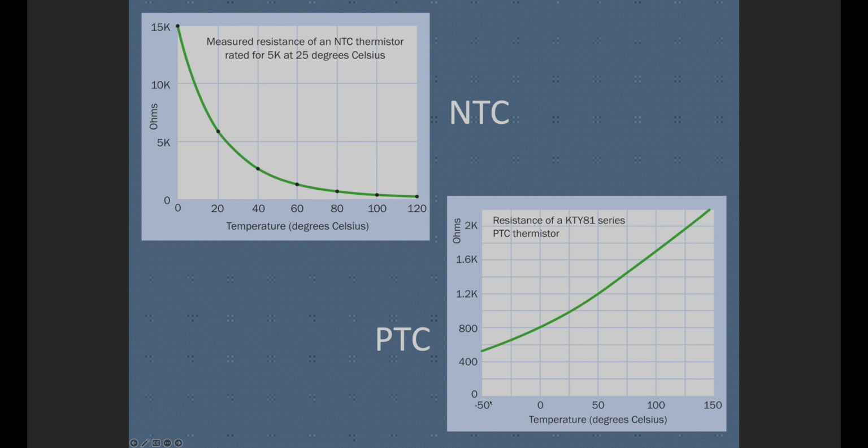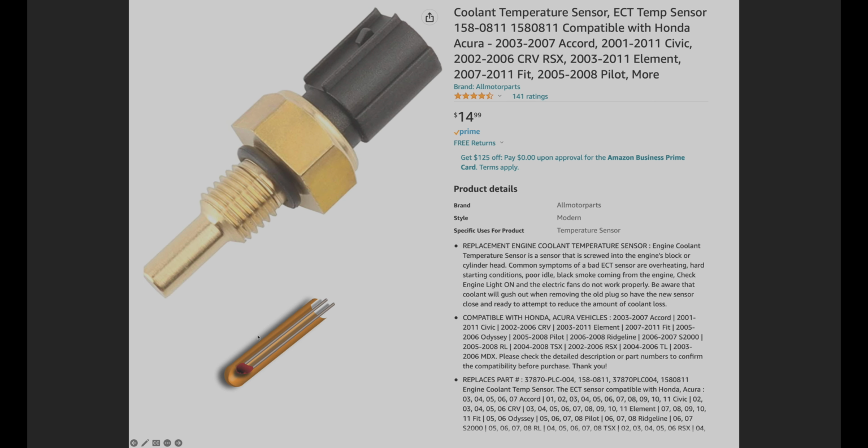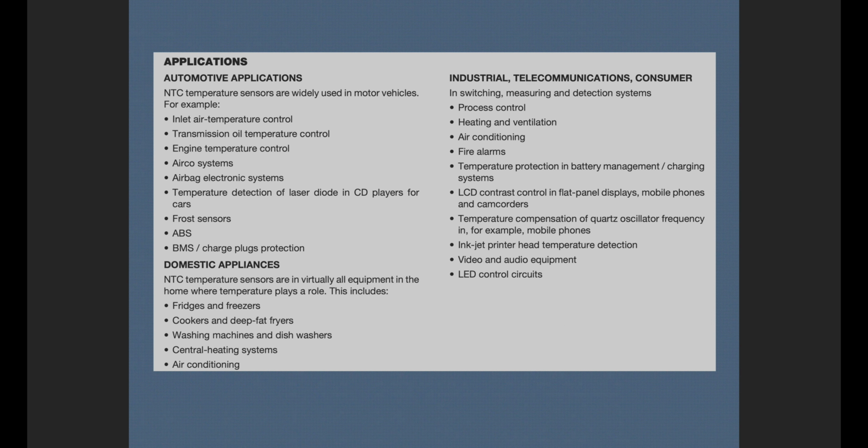We have the coolant temperature sensor that we're going to be dealing with. We can see essentially what's a thermistor encased in a metal case. Applications: there are automotive applications, which you can see listed here. Domestic applications: air conditioners, cookers, refrigerators, freezers. Industrial applications: heating and ventilation.